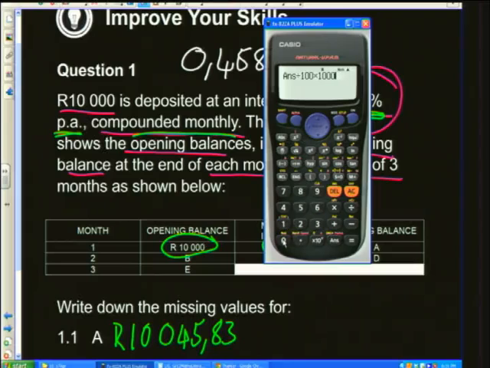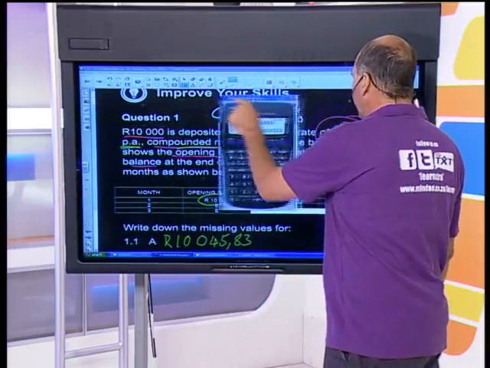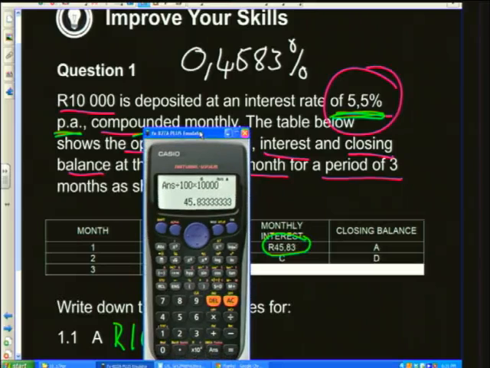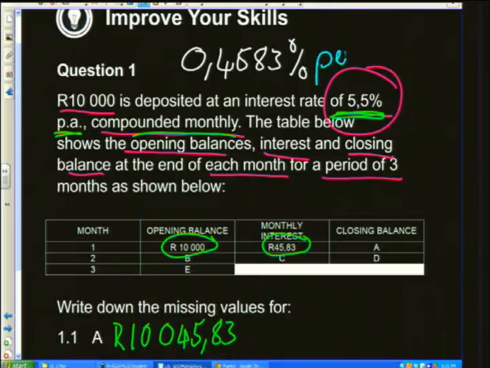Have I got enough zeros? 1, 2, 3, I need 4 zeros. And voila, what do I get? 45,833. Notice it went 3333, but because we're dealing with money, we round to 2 decimal places. Okay, so I am right. I know that I'm right. This is the amount per month. This is the percentage per month. I hope you followed me, so you've got that very much right.